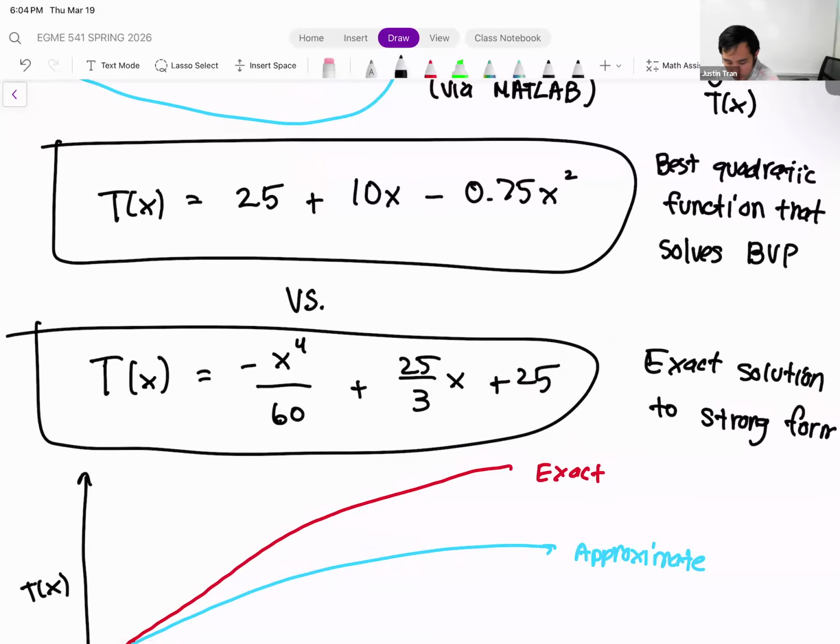Any final questions on weak form solutions to boundary value problems? Okay, all right. So let's go ahead and move on to the next set of lecture notes, which is on finite element formulations.